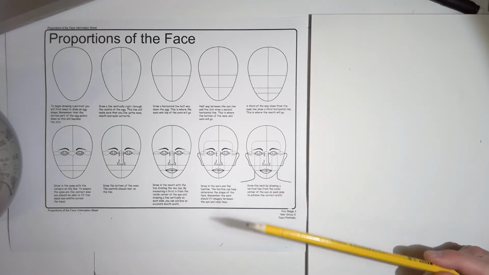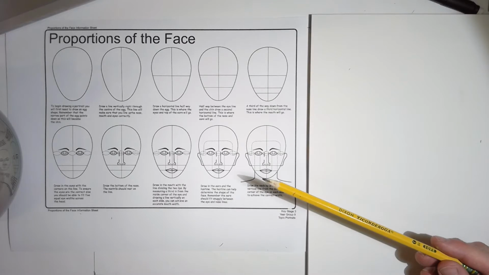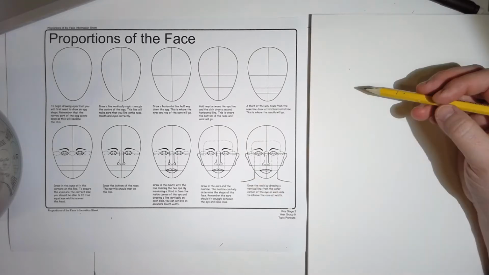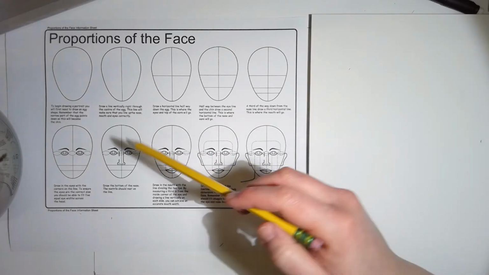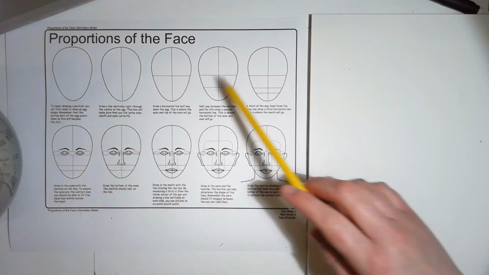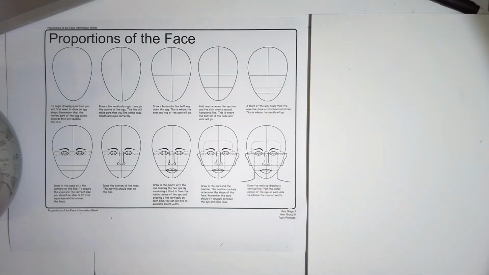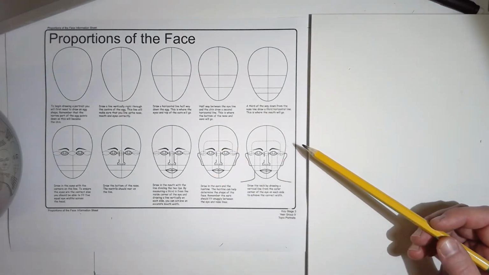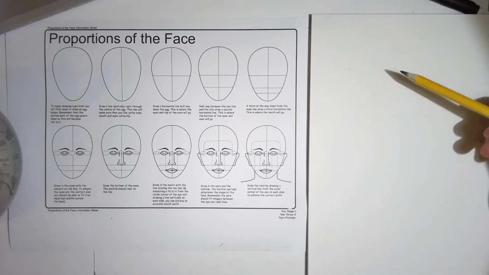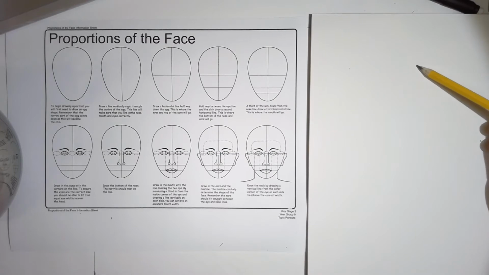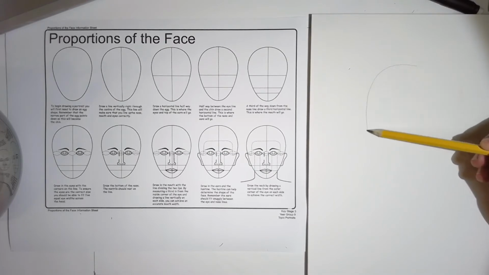So we're going to look at this handout, and I'm going to upload this to your topics folder. We're going to start by going through these steps, and you'll see how cool it is to see that there is a perfect proportion grid to start drawing the face. So I want you all to begin by drawing an egg shape.